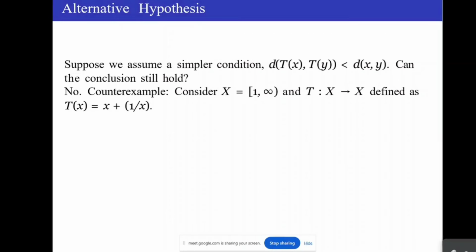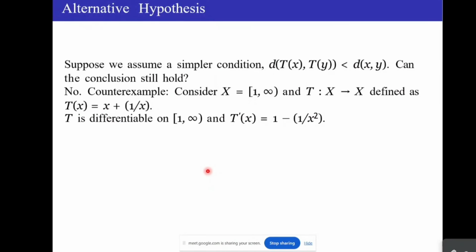Okay, let me observe some more things. Here T of X is actually differentiable on 1 to infinity, because we are having a very nice function here, X plus 1 by X, and here we have t dash of x is actually equal to 1 minus 1 by x square. This much we can observe.